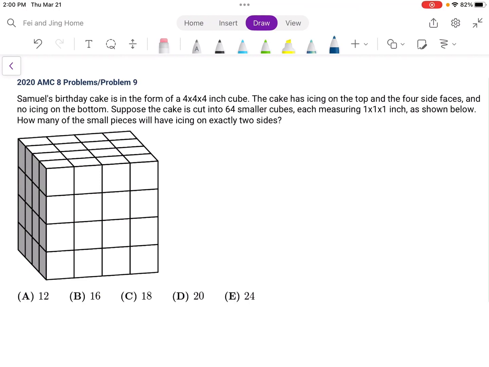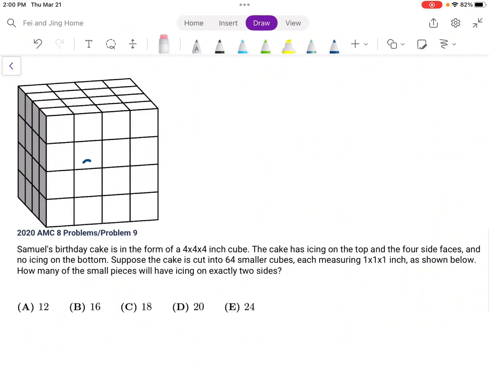Problem 9. In order to calculate how many cubes have exactly 2 sides with icing, we can first identify that on the top layer, this one and this one both have two sides with icing. And if we go around this cube, this one, this one, and this one. So that's 2 multiplied by 4 equals 8.